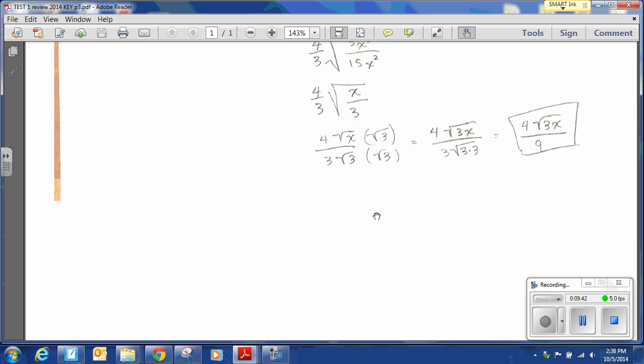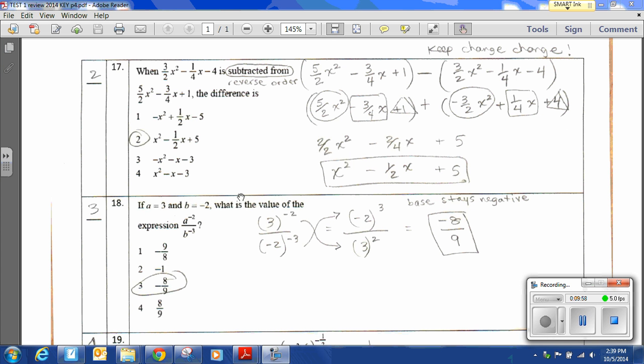And now I can rationalize. So as you can see, multiplying by radical 3, I end up with 4 radical 3x over 3 radical 3 times 3. One of the 3's breaks it out. And 3 times 3 is 9. Final answer, 4 radical 3x over 9.